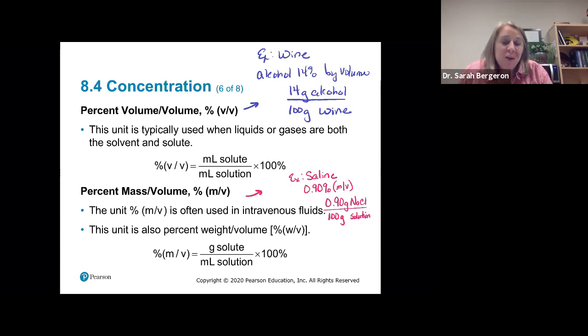Percent mass by volume is a mass, which is grams, divided by milliliters of our solution. This is used a lot in intravenous bags of things that you're going to introduce into a patient's body. A lot of times you'll see this as saline, right? Saline is 0.90% mass by volume. What that's telling me is that I have 0.9 grams of salt over 100 grams of solution. And remember that solution includes our salt and the water that salt is resuspended in, okay?